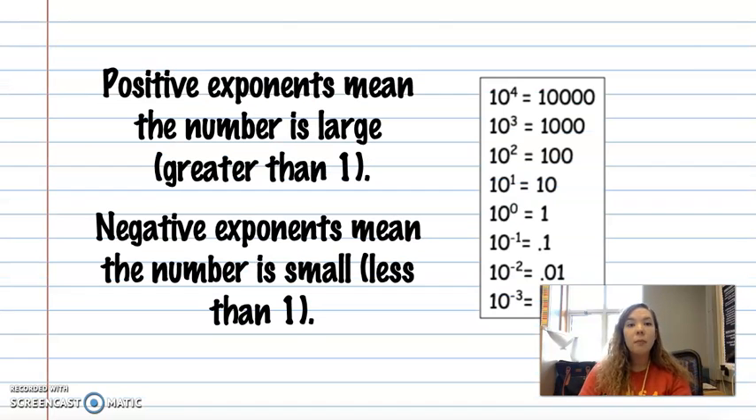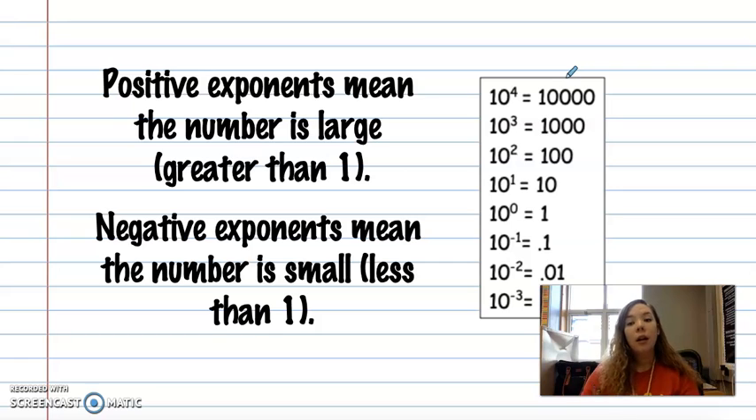I've already mentioned this, but just to reiterate, positive exponents mean that the number is large. It's got to be at least greater than 1, but usually a lot bigger because we wouldn't take the time to write a number in scientific notation if it was as small as 1. But if you have 10 to the first power, you're multiplying by 10. If you have 10 to the second power, you're multiplying by 100, and so on.